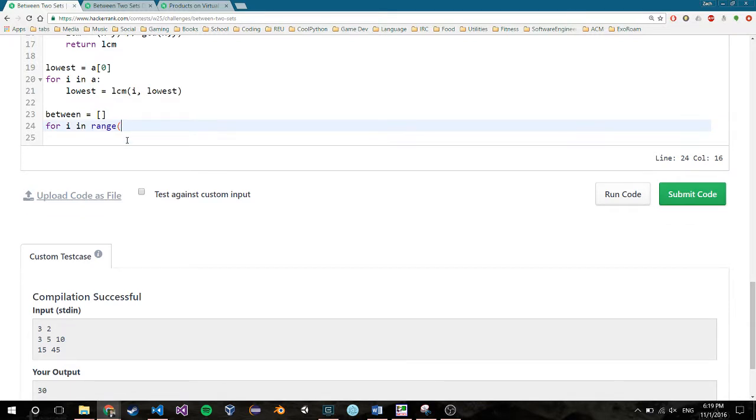Thing is, you can't just take the maximum in A, can you? It has to be a multiple. You multiply your lowest. You could do like a while loop, like while lowest times lowest is less than the max of B. So you want to check that out. Because you want to do math and then do that.